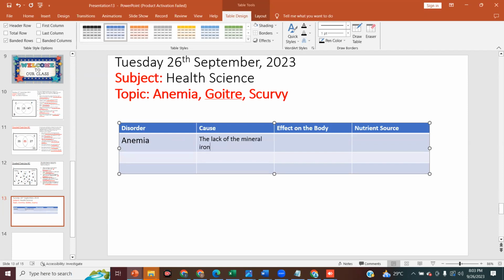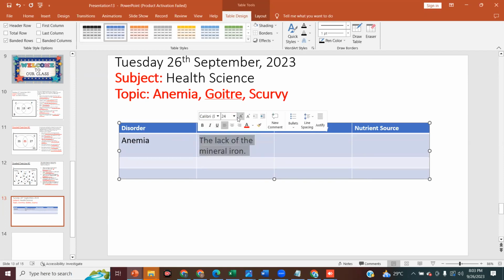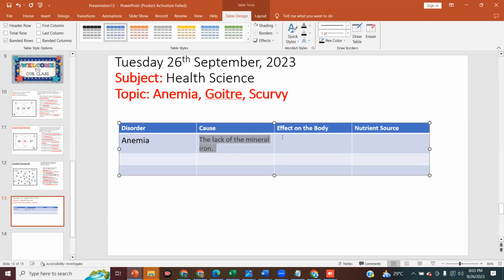And when we say iron, I'm not talking about the iron that people have on their car. I'm not talking about iron like steel or whatever. No, I'm talking about the mineral iron that's inside of your body. All right.